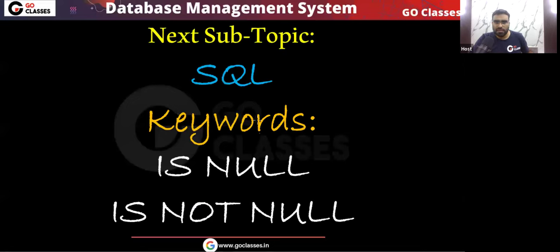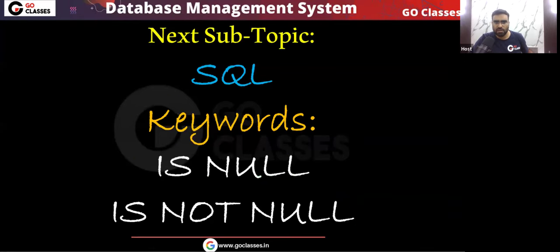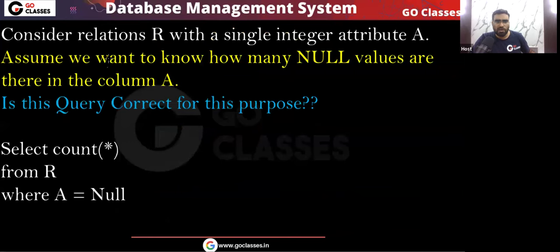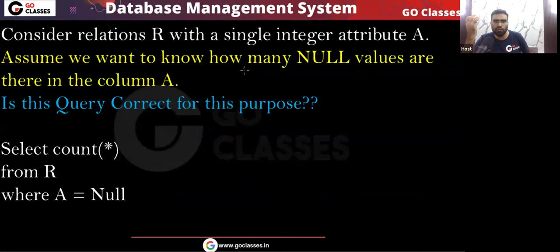Now let's see the SQL keywords IS NULL and IS NOT NULL. These two keywords we need to study. Let's assume you have a relation R with a single integer attribute A. Assume we want to know how many null values are there in the column A. This is what we want to find.